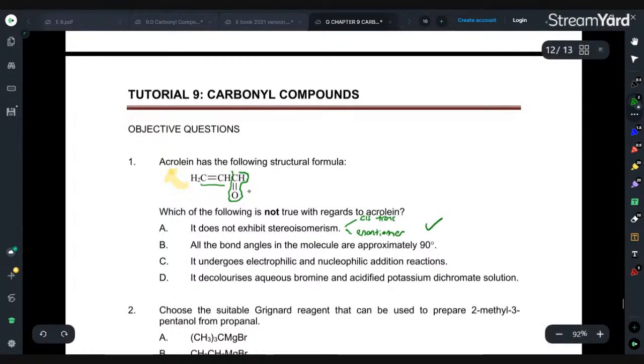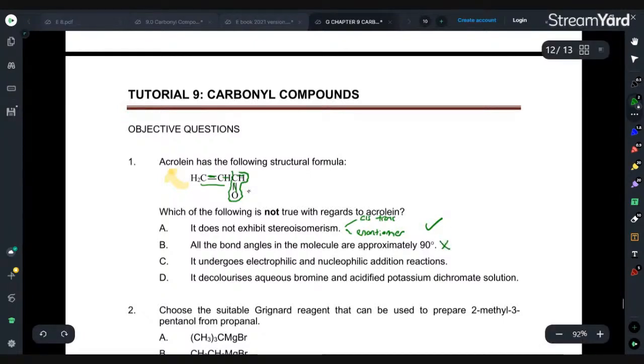Oh, the bond angle in the molecule approximately 90. 90 means linear. Linear. Tak, sebenarnya ini tak. Ini trigonal planar. Bahagian ni lah trigonal planar. Yang sini, yes, kat sini linear. Tapi kat sini lah trigonal planar. Jadi bukan 90. So, salah lah.